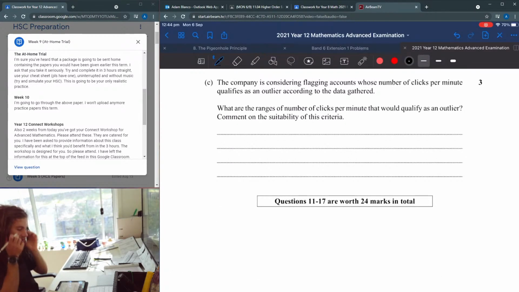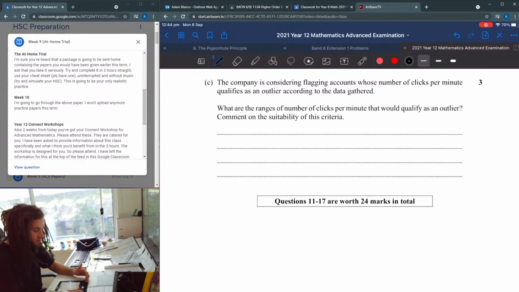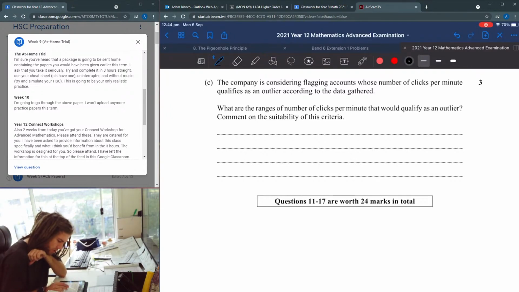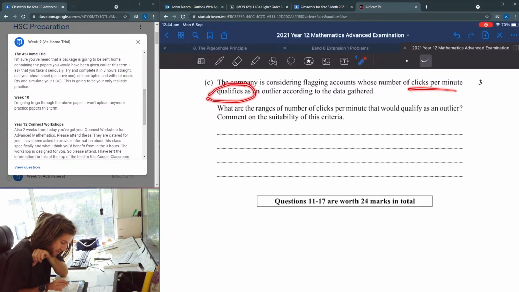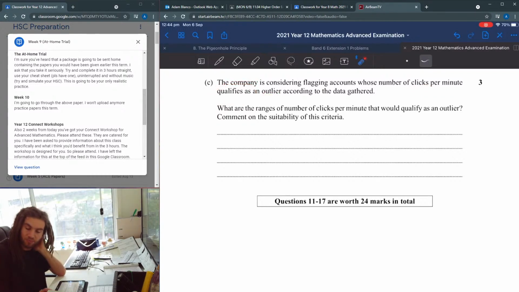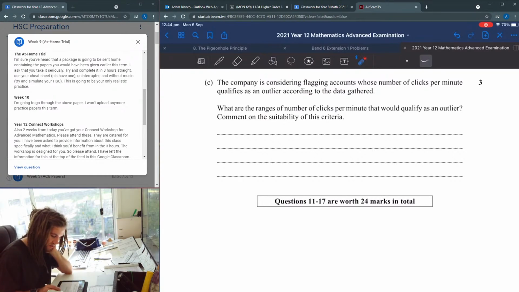Now, it's this last question that's a little bit up to interpretation. I probably wouldn't dock your marks for the last part, but they're considering flagging accounts whose number of clicks per minute qualifies as an outlier, so like beyond average. What are the ranges of the numbers of clicks that would qualify as an outlier?